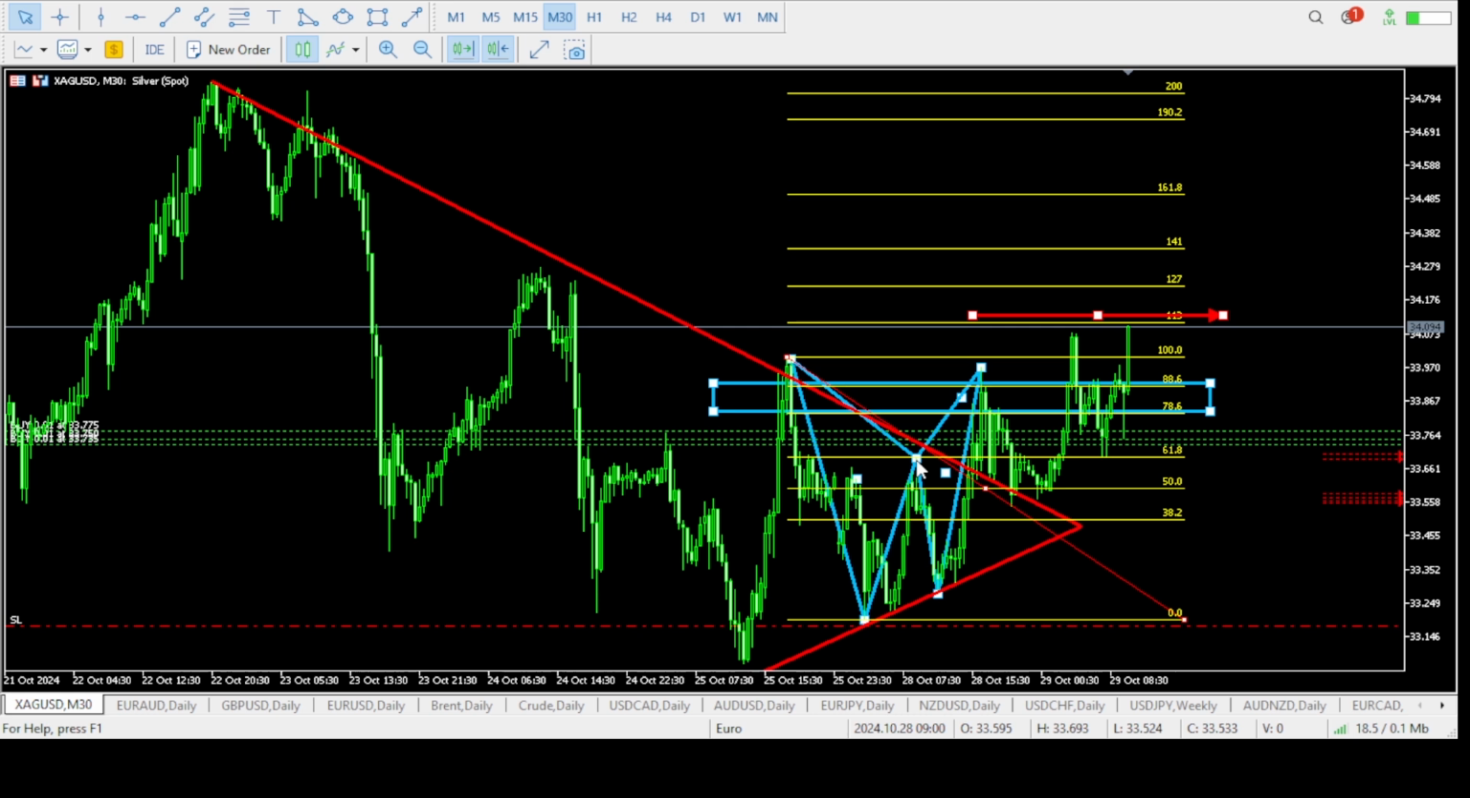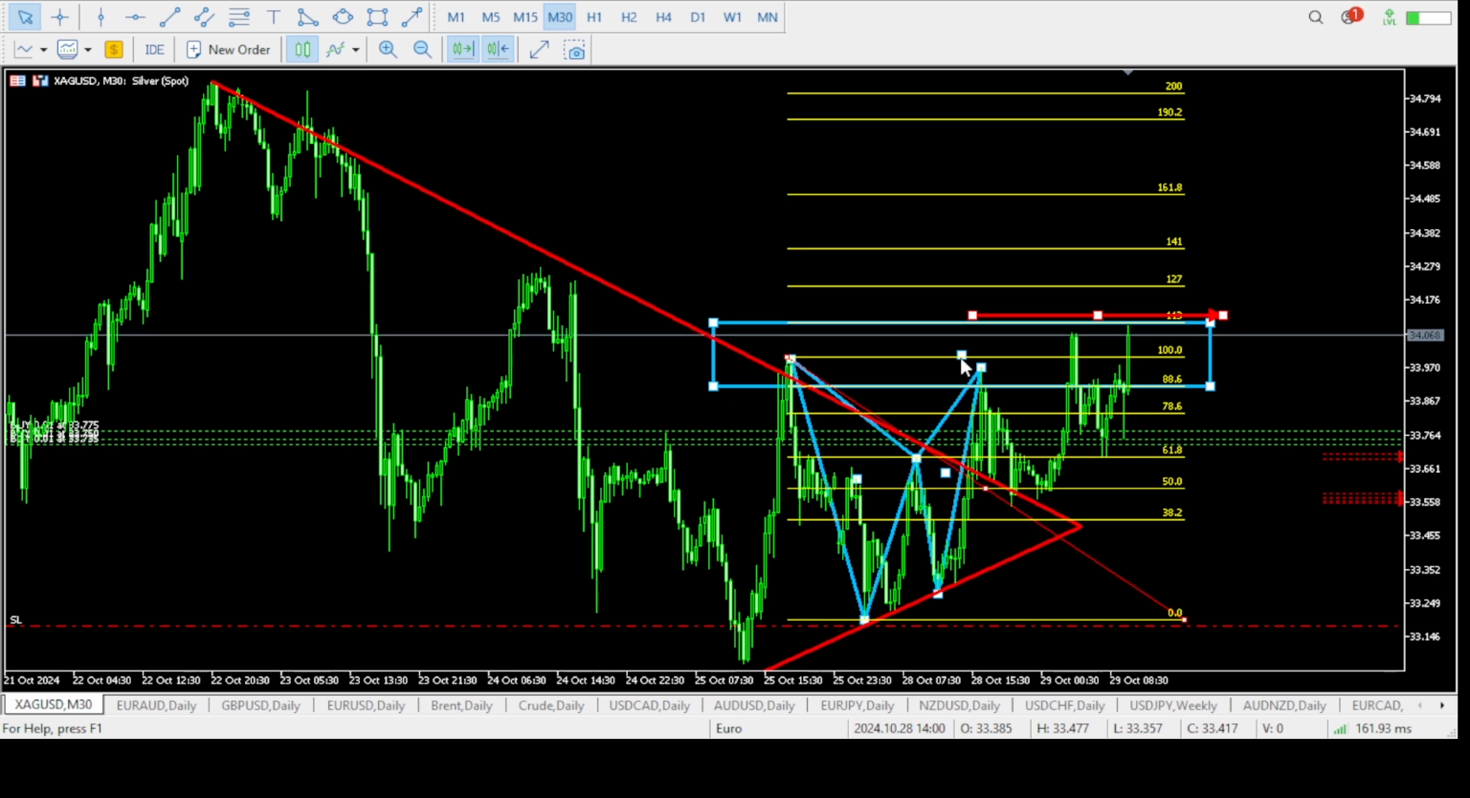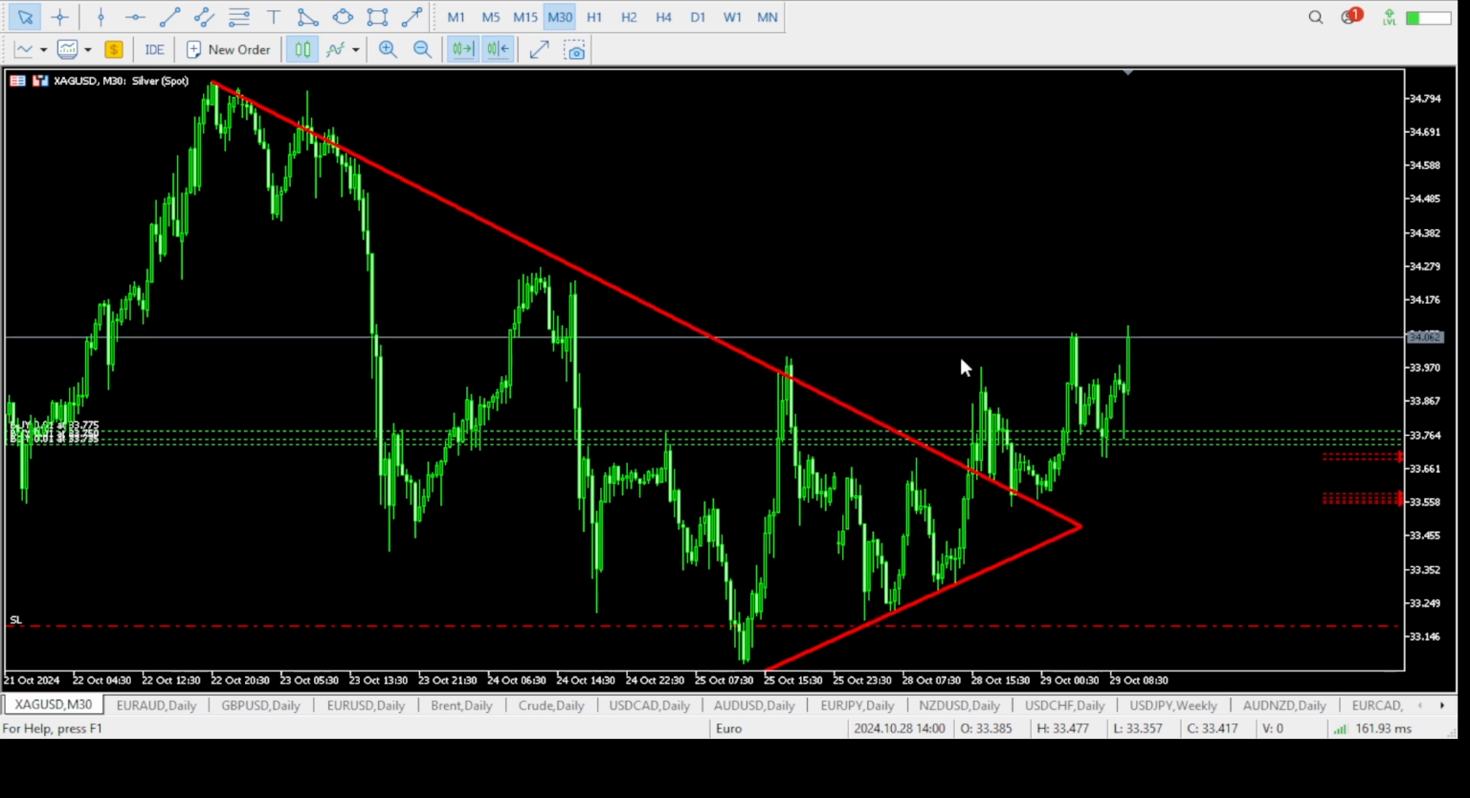So if I were to trade this Gartley pattern, my potential reversal zone would have been from here to here. I would have entered somewhere around 88.6. So I would have shorted this pair as it is now. I would have shorted it as it is. But that's not what I'm trading. So let me get rid of this.